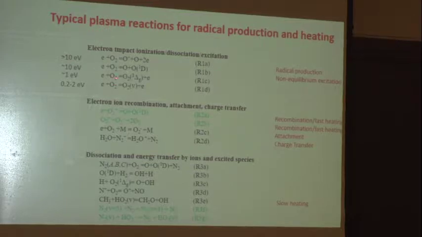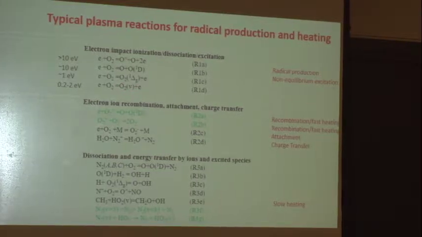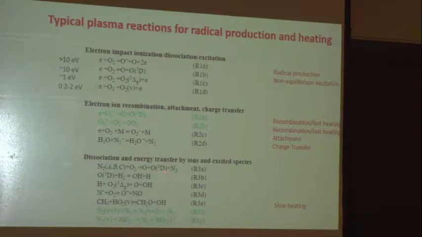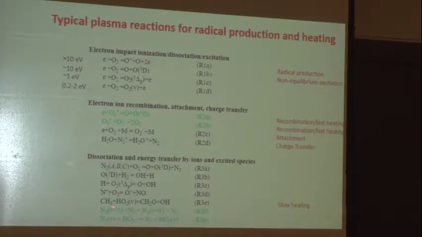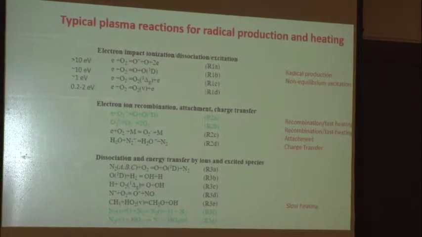For example, electron impact dissociation, electron impact excitation of oxygen and vibrational oxygen, and then nitrogen electronic excitation generating dissociation, O1D reaction with fuels, and then nitrogen vibration at a high electrical field strength. So these are the processes. You probably want to look at these and see how they impact the combustion process before you look at the details.